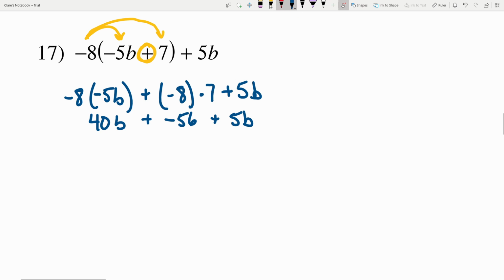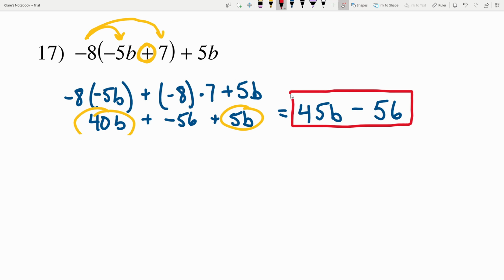and then I'll add that to 5b. So combining my like terms, I have 40b and 5b, so combining those together, 40b plus 5b is going to be 45b, and then we'll subtract, as opposed to adding a negative, I'll just subtract the positive, 56. 45b minus 56 is my solution in number 17.